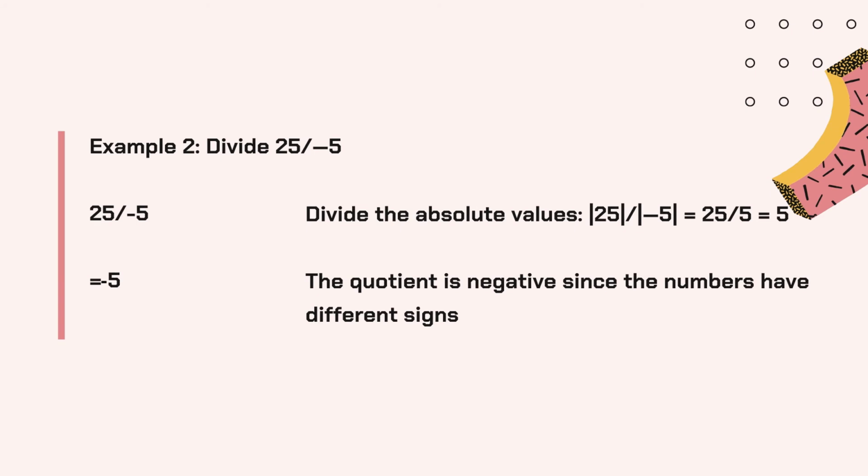So first, let's divide the absolute values. The absolute value of 25 is 25, and the absolute value of negative 5 is 5. 25 divided by 5 is equal to 5. Our final answer is negative 5. The quotient is negative since the numbers have different signs.